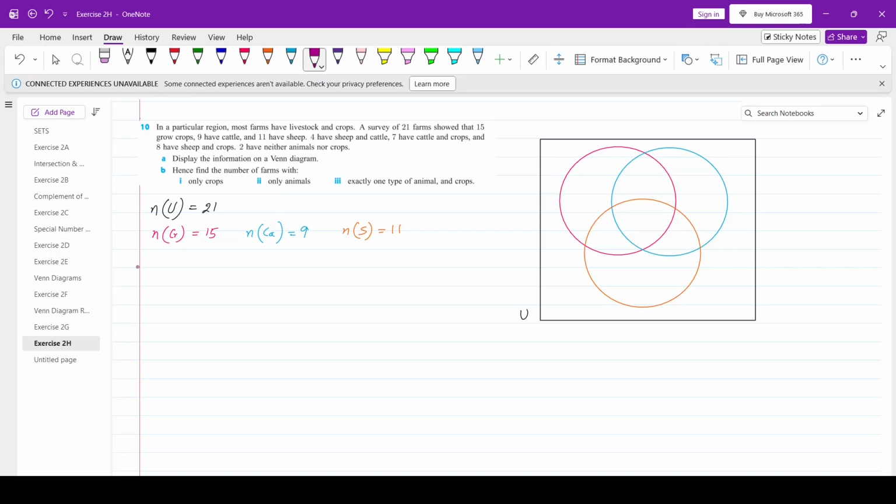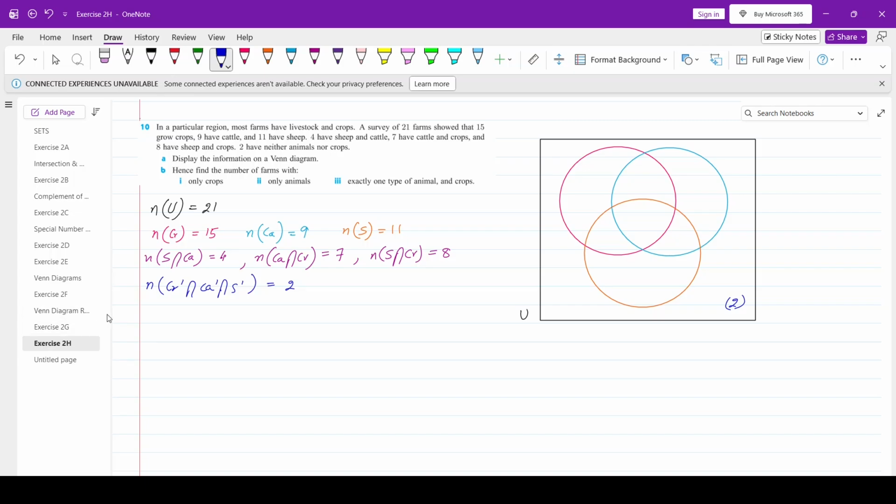4 have sheep and cattle. 4 have sheep and CA. 7 have cattle and crops. CA intersection CR. 8 have sheep and crops. S intersection CR. That is 8. 2 have neither animals nor crops. Therefore, animals contain both cattle and sheep. So, number of elements in CR prime intersection CA prime intersection S prime is 2. Therefore, this number over here is 2.